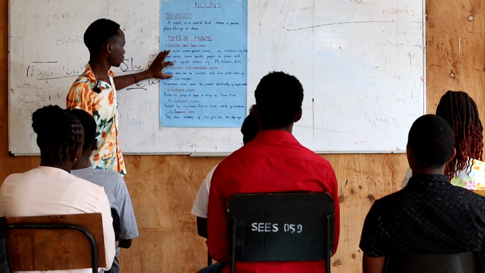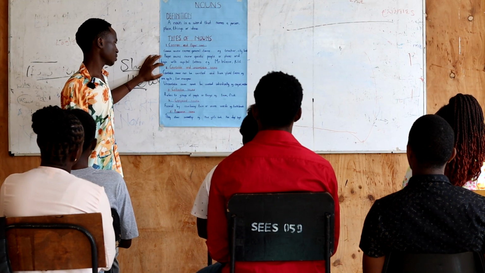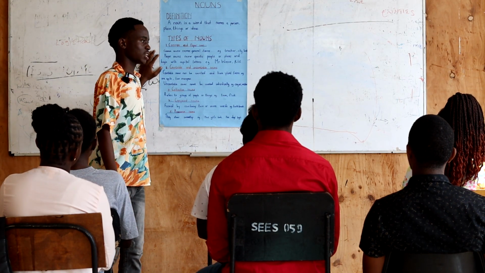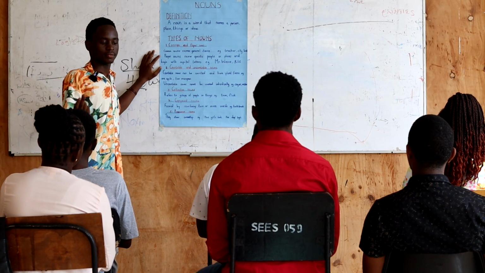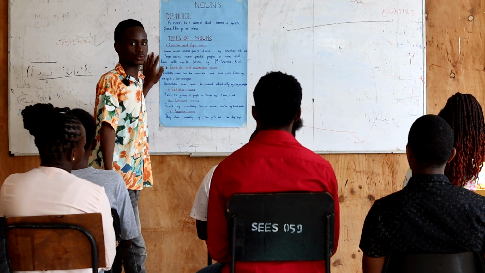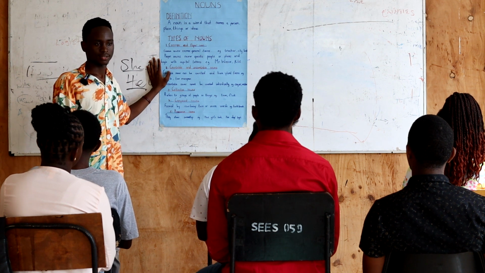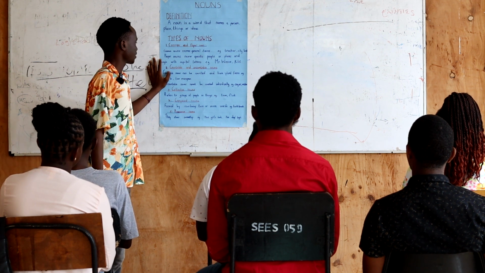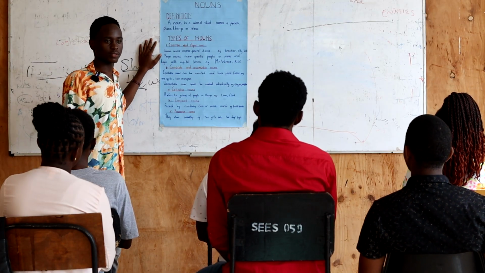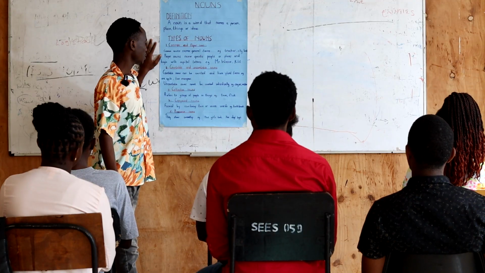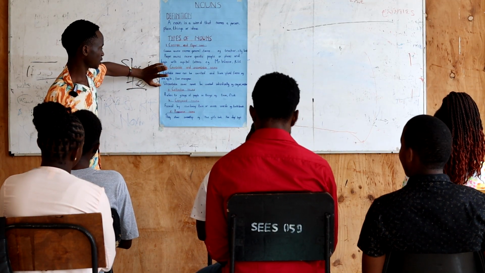So next we go to countable nouns. Countable nouns can be counted and have plural forms. You can say there's one pen, two pens, three pens, or one mango, two mangoes. Also, it's not a must to begin with a capital letter. They name everything.